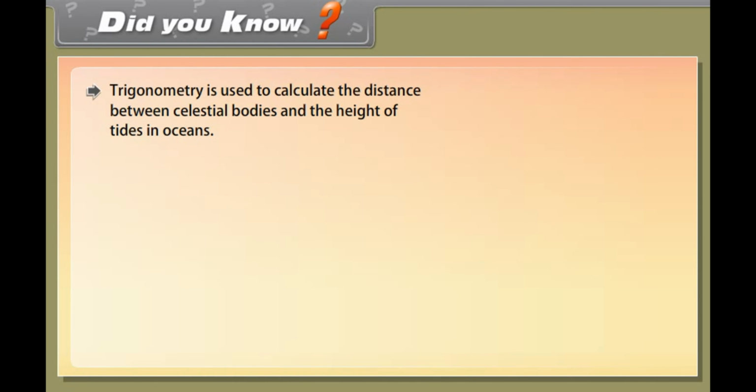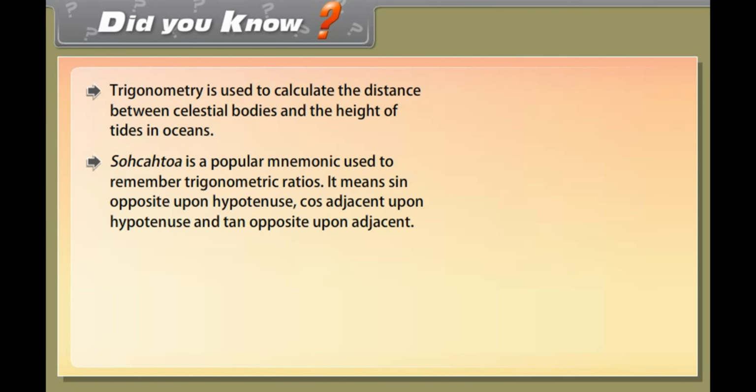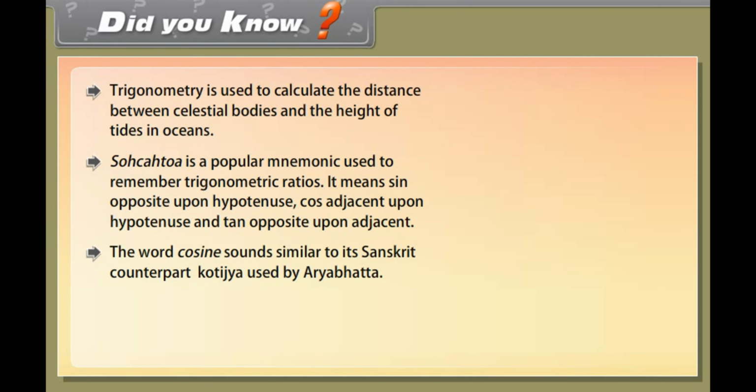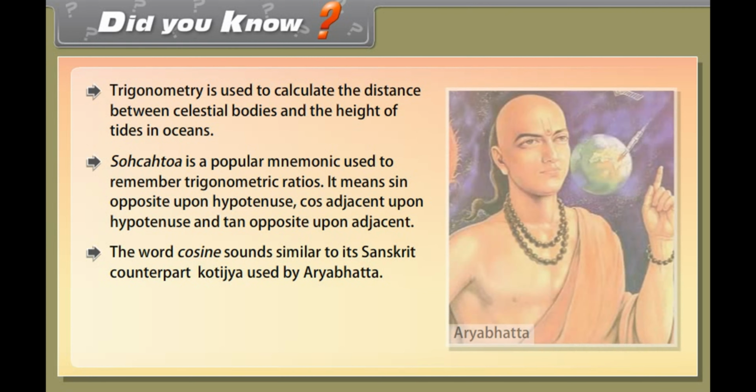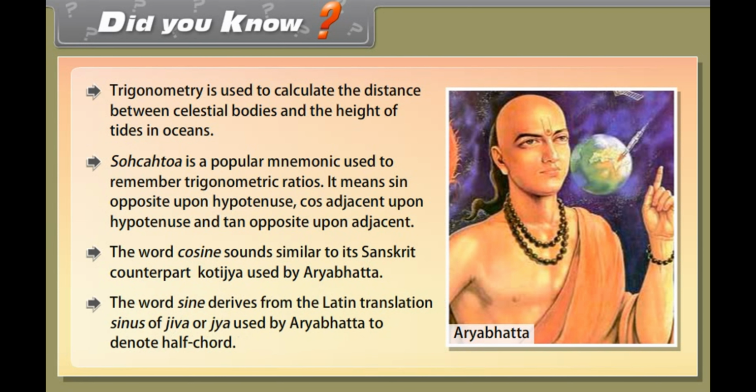Did you know? Trigonometry is used to calculate the distance between celestial bodies and the height of tides in oceans. It is a popular mnemonic used to remember trigonometric ratios. It means sine opposite upon hypotenuse, cos adjacent upon hypotenuse, and tan opposite upon adjacent. The word cosine sounds similar to its Sanskrit counterpart, kotijya, used by Aryabhatta. The word sine derives from the Latin translation sinus of jiva or jya, used by Aryabhatta to denote half-chord.